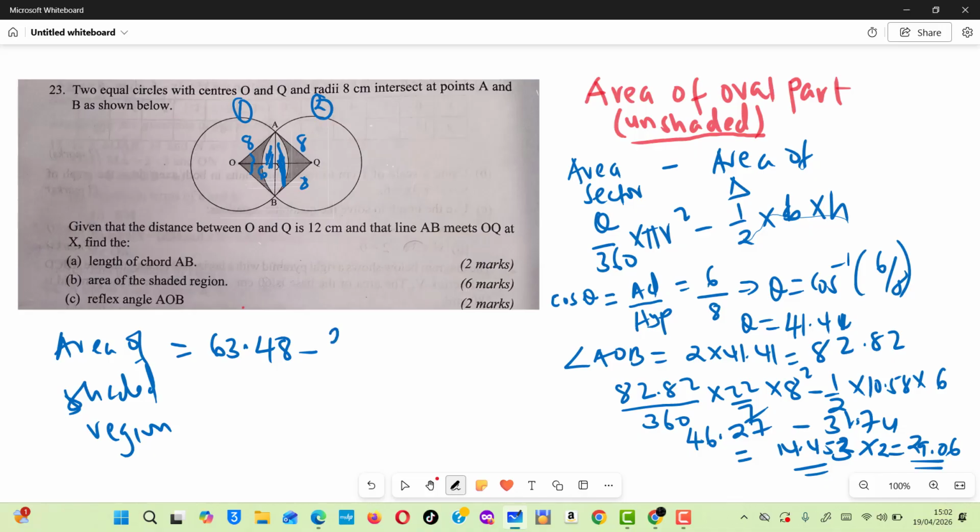So that is 63.48 minus 29.06. This gives us 34.42 centimeter squared. That happens to be the area of the shaded region.